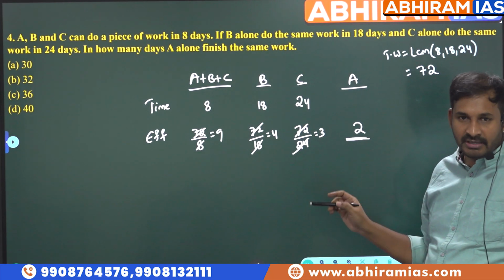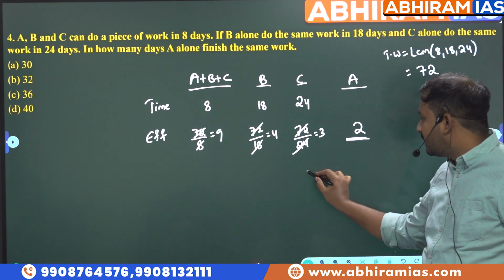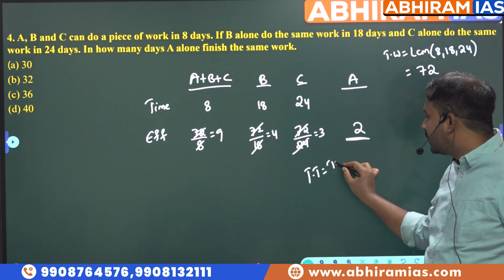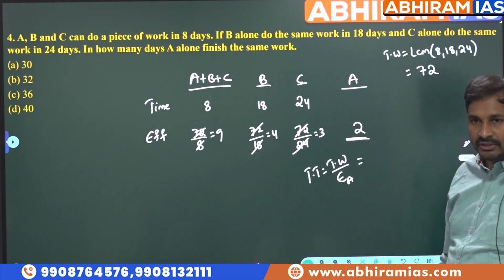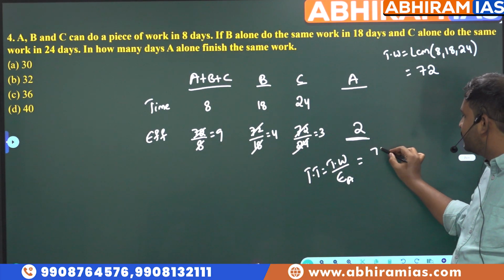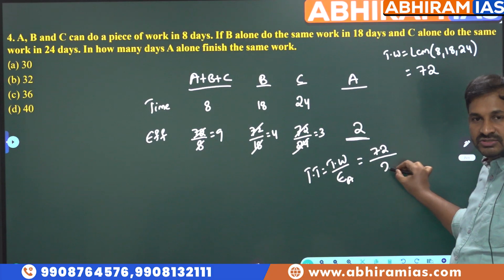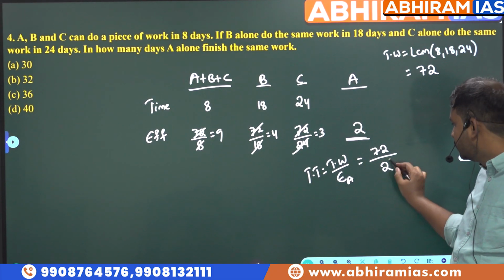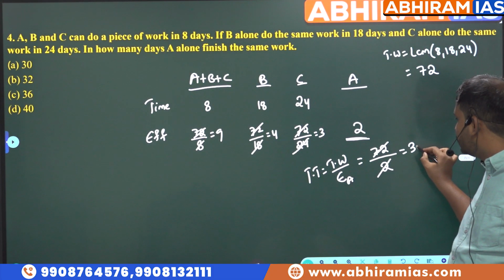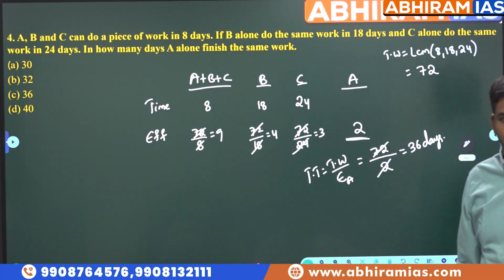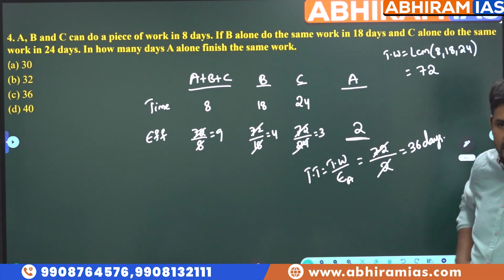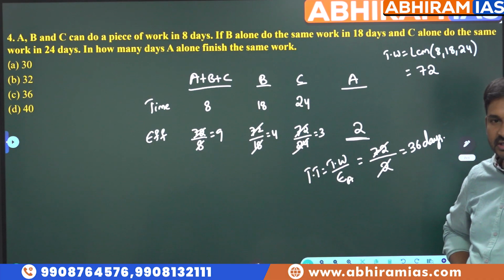Now the time taken by A alone is our question. So time taken means what we will write? Total work by efficiency of A. Okay, total work is what for us here? 72. And A's efficiency is 2. So that means A alone can do the work in how many days? 36 days. A alone can do the work in 36 days.